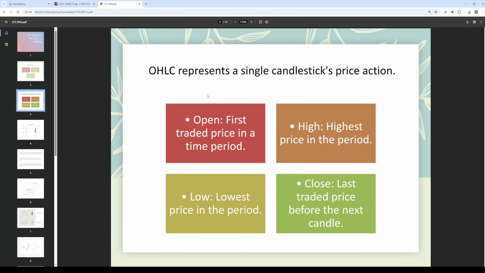So this works on every single candle. It's just how every single candle is formed. There's always an open, there's always a close, and there's always a high and a low of every single candle.